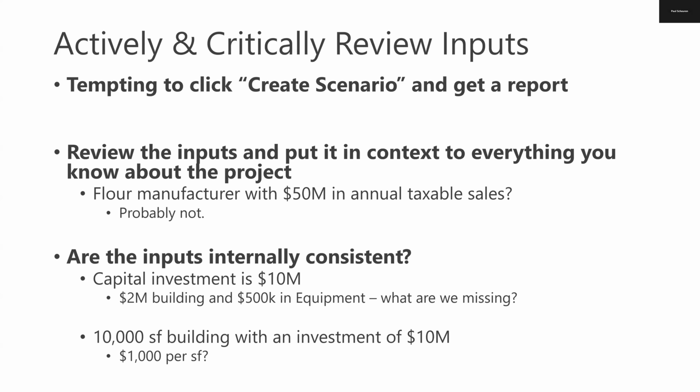Another one would be if they're telling you in one case that they're building a 10,000 square foot building and it's going to require an investment of $10 million. You can do the math there and say, well, that's $1,000 per square foot. That's going to be a pretty fancy building. What are we missing here in terms of what we know about this project or what they're trying to tell us? It seems like one of the parameters might be off. Can we drill down on that?